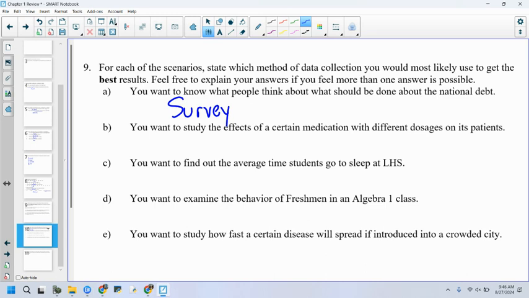Okay. You want to study the effects of certain medication with different dosages on its patients. Experiment, right? Perform an experiment. Could you just observe? Could you just perform an observation? Yeah, but then there's nothing to base it on. Your control, your treatment groups, you've got to have clearly defined separation so that you can see the differences between the two, right? You wouldn't have that in just an observation. You would see that in an experiment.